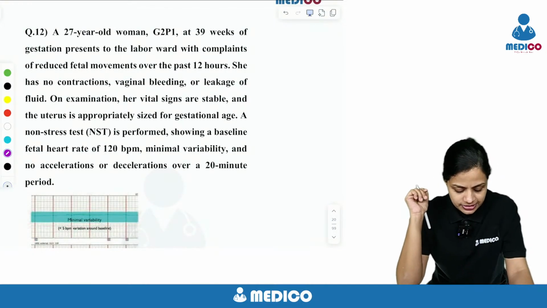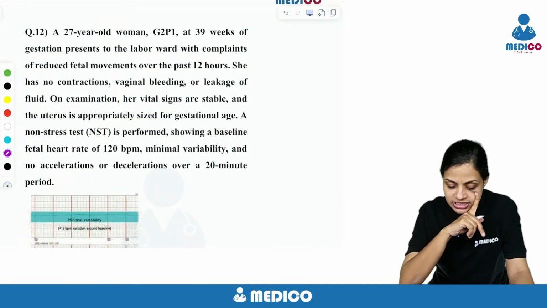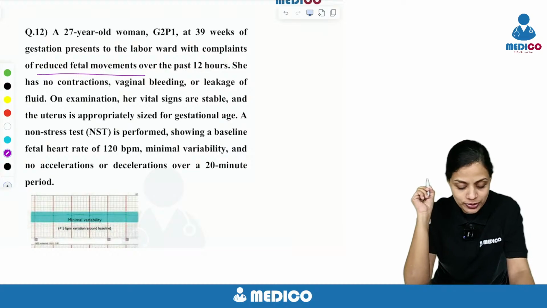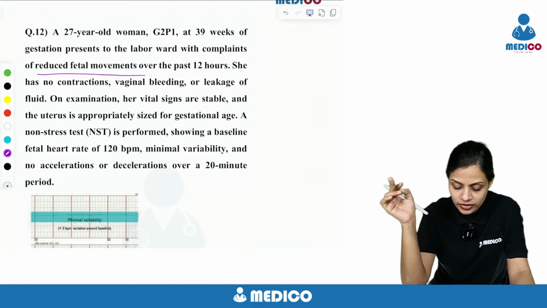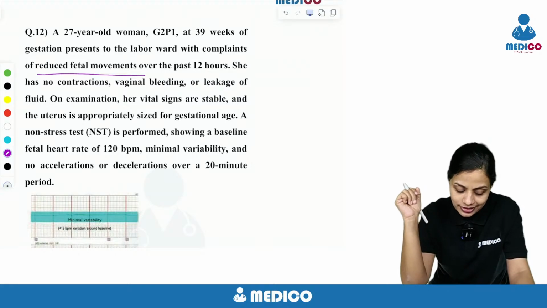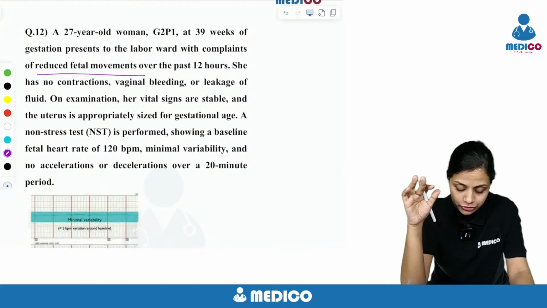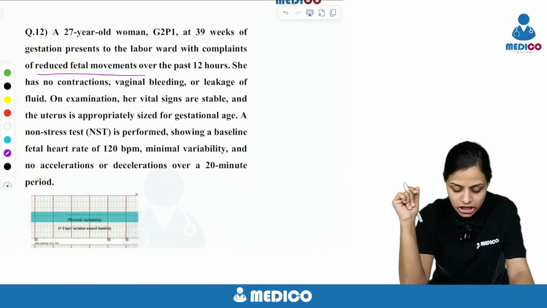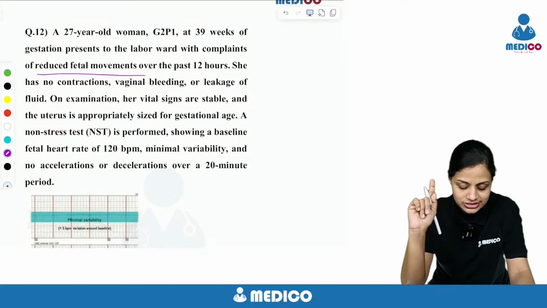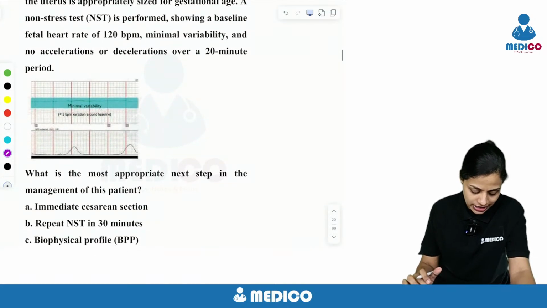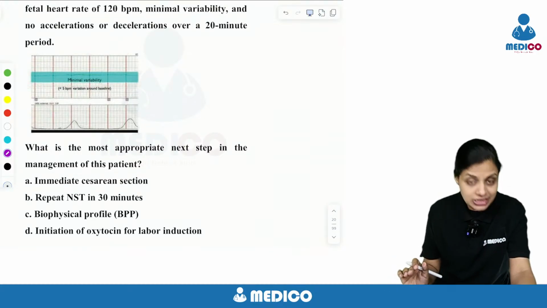Coming to our next question, there is a 27-year-old woman. She is a G2P1 at 39 weeks. She presents to the labor ward with complaints of reduced fetal movements over the past 12 hours. No contractions, no vaginal bleeding or leakage of fluid. On examination, her vitals are stable and the uterus is appropriately sized for her gestational age. NST is performed and shows a baseline fetal heart rate of 120, minimal variability, no accelerations or decelerations over a 20-minute period. They have shown the NST also. What is the appropriate next step?